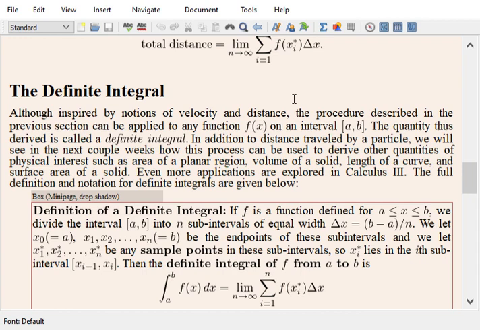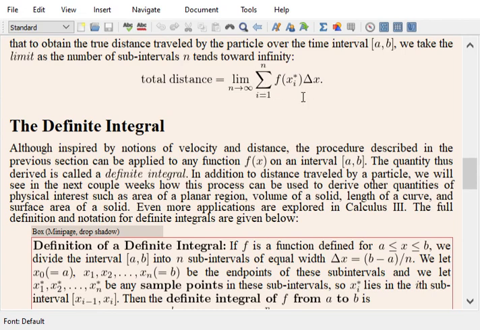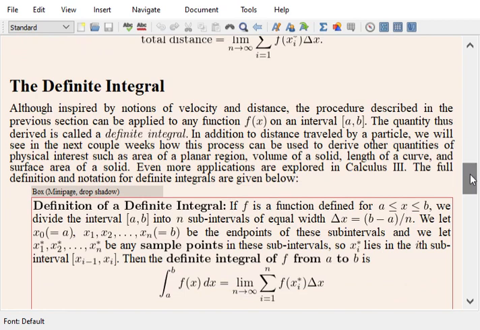And then even more applications are explored in Calculus 3, specifically three-dimensional applications. The point being that this is a ubiquitous quantity that comes into play pretty much any time you want to approximate some sort of physical quantity that has continuous variability built into it.